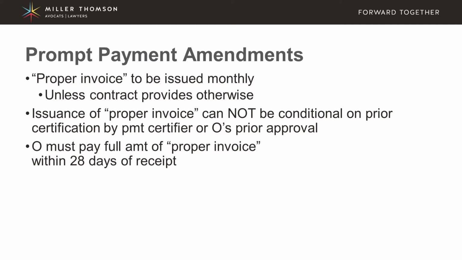Now, with respect to this proper invoice, it has to be issued monthly unless the contract provides otherwise. So this means that owners and contractors can negotiate to have a different payment period whereby proper invoices don't have to be issued monthly. But of course, if an owner puts that into a contract, you run the risk that the general contractor may object, and so you may not be able to retain that general contractor if this becomes a sticking point in negotiations.